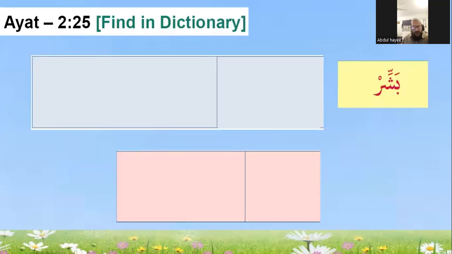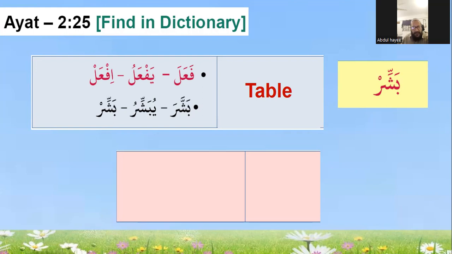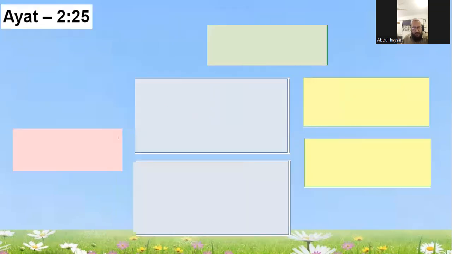Let's have the new word, bashir. So let's have a table. The madi on the pattern of fa'ala, mudari on the pattern of yaf'alu, and amr on if'al: it will be bashara, yabshiru, ubshur. What is the meaning? The good news. Bashir, the good news.